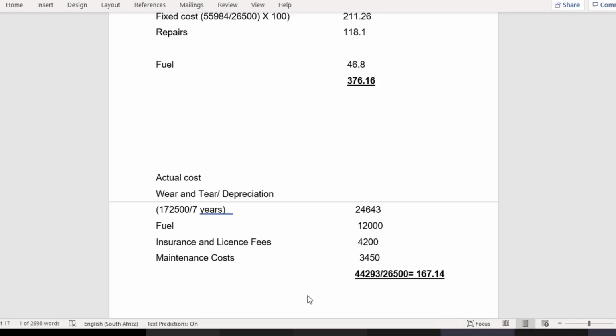Let's have a look at the travel allowance. So this person was given 3,800 in a month. So you say my travel allowance is for the full twelve months. What you do is say 3,800 multiplied by 12. How much is it? Let me quickly look at my calculator. I've got 45,600 rand.